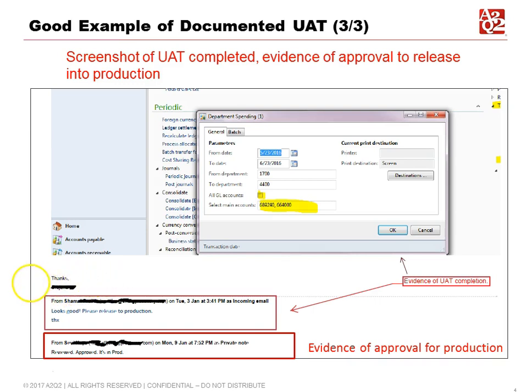So those are the elements that you want to save when we're doing documentation of UAT, of user acceptance testing. That's good evidence. I hope this was helpful.